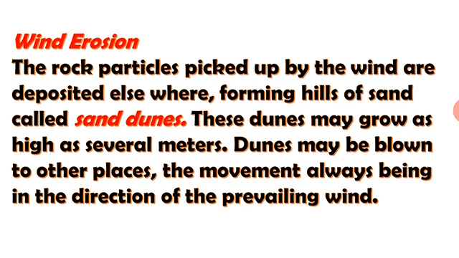So for example, there is a big tree, okay? Then the sand dunes will drop all the load in that part because that big tree will slow down the wind. So the dunes will be blown to other places, the movement always being in the direction of the prevailing wind. So it will go, okay, depending on the direction of the wind.